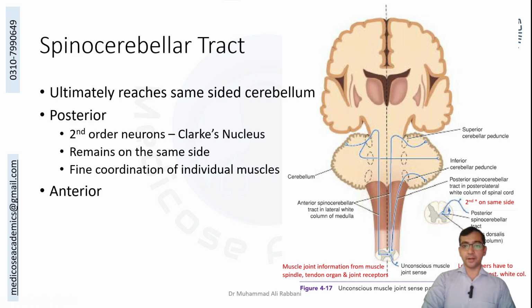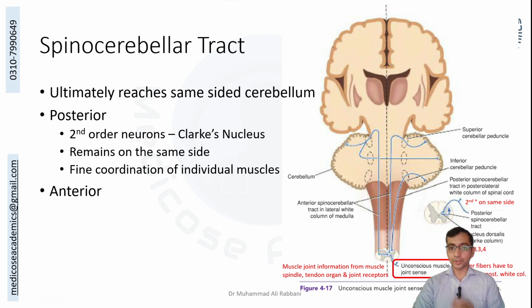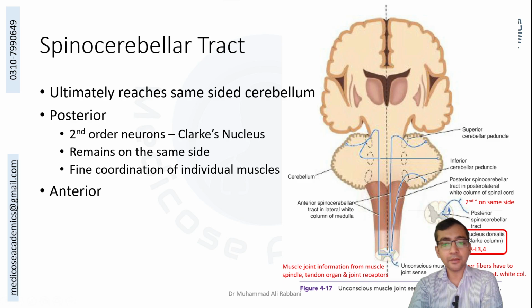Anterior spinocerebellar tract. Okay, it's a little interesting. It starts from the same receptors, the muscle spindle, the Golgi tendon organs and so on. It enters through the dorsal root. The first order neuron story is the same: through the peripheral process, the receptor, dorsal root ganglion, central process. And most probably it does not synapse with the Clark's nucleus. They may or may not be synapsing with the Clark's nucleus.